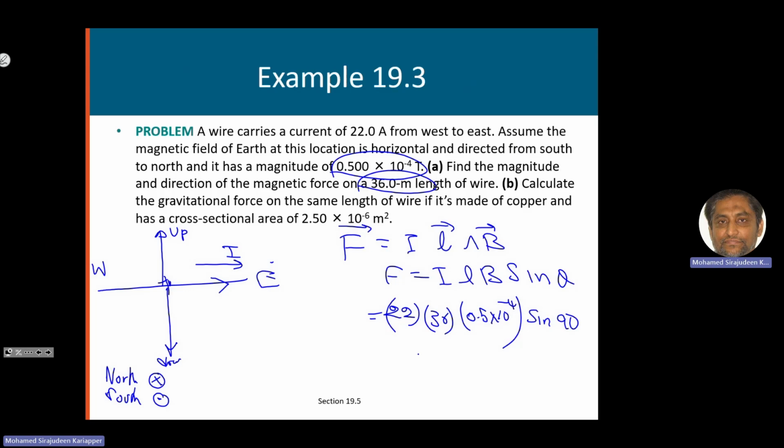I get 0.039. I don't have the answer here, so I will skip that. If you did it correctly, it is correct. I'm just telling you how to do it. And what about the direction?